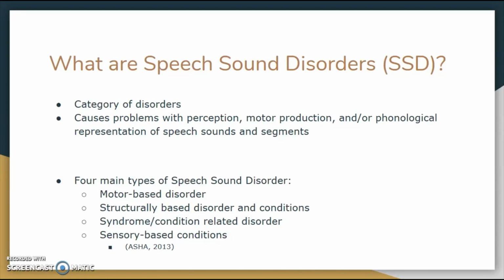The third type of disorder is a syndrome or condition-related disorder, and this is usually where you have a previously known condition, such as Down syndrome, that may be preventing you from correctly pronouncing sounds. And the last is a sensory-based condition. This could be something like a hearing impairment or deafness, where just because of the deafness, you are not able to produce any sounds.